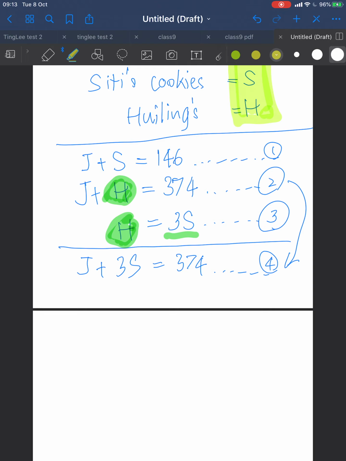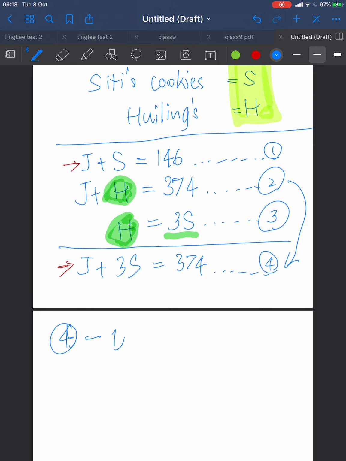Now, let's move back to equation 1 and 4. You can see that in equation 1, we have j and s. In equation 4, we have j and 3s. Now we can use subtraction to eliminate j by doing equation 4 minus equation 1. What do we do when we minus? We minus j plus 3s, and minus j from 1 and minus s from 1.